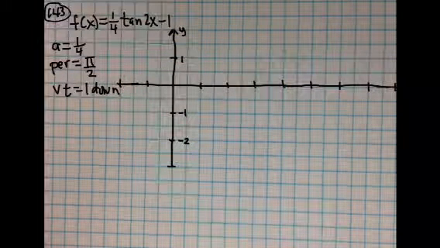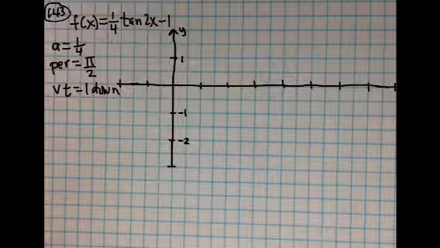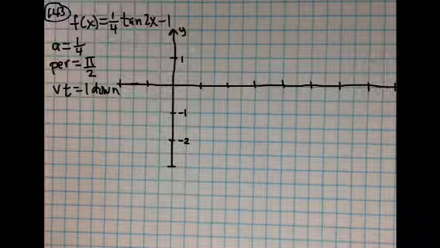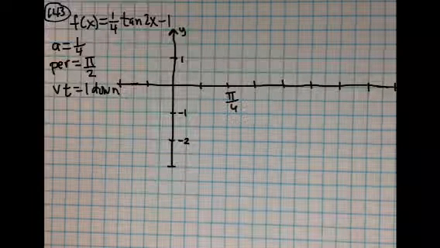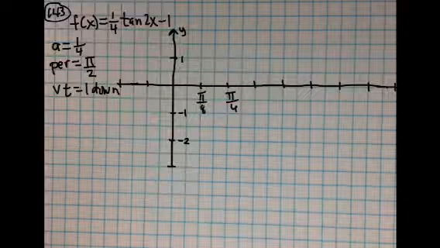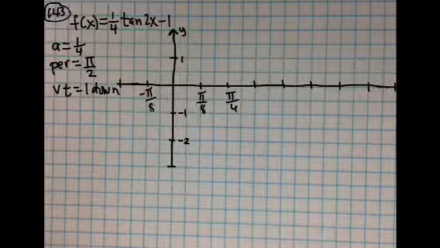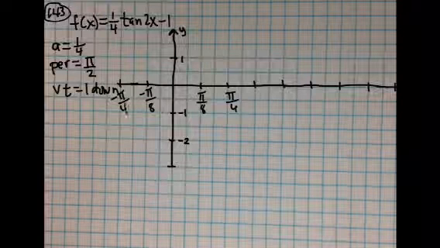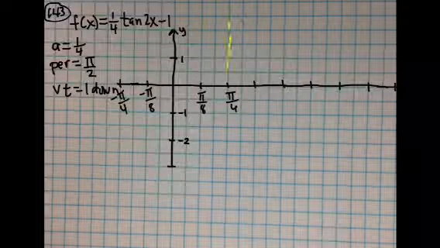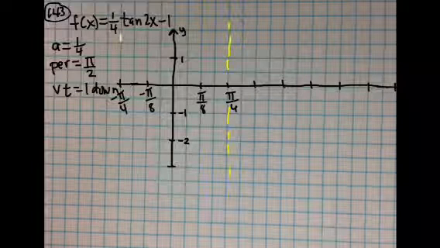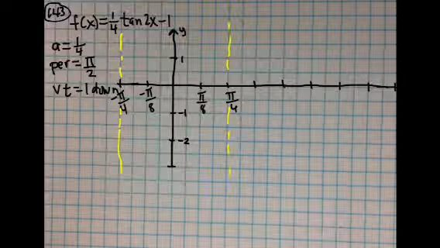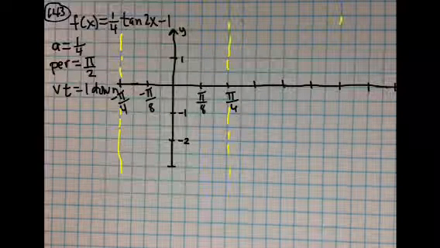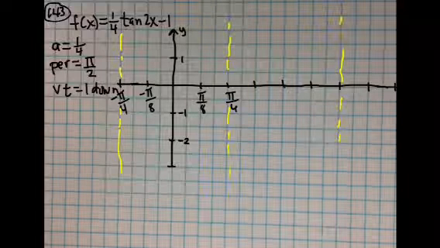Okay, so the period for this function is pi over 2 because it's pi over b. And so you take half of pi over 2, that's pi over 4. So you're going to label this as pi over 4. And so half of that would be pi over 8. So on the left side, negative pi over 8 and negative pi over 4. So the asymptotes would go here, half on the right and half on the left. Okay? So you count 4 sections over, 1, 2, 3, 4, and you have another set right here.